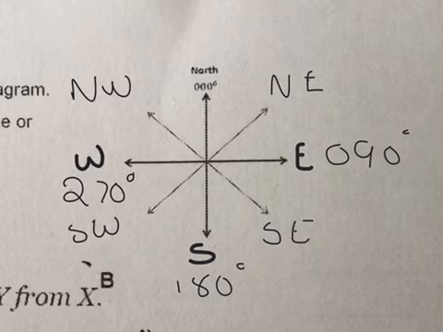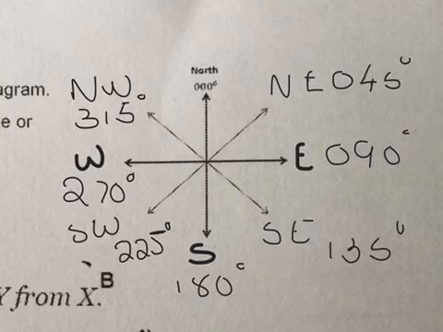Going in between them we have northeast, southeast, southwest, northwest. Now the angle in between here is half of 90, so it's 45. So the angles for them are 045, 135, 225 and 315.